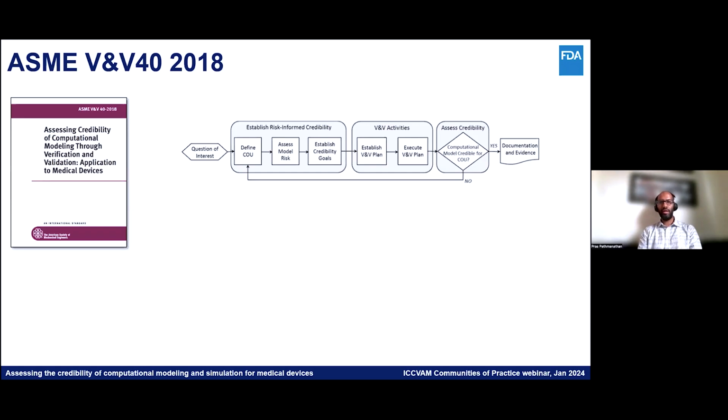We built upon the standard that I mentioned earlier, this ICCVAM 40 standard that was called Assessing Credibility of Computational Modeling through Verification and Validation: Application to Medical Devices. That provided a risk-informed credibility assessment framework for evaluating computational modeling for medical devices. It was a big milestone for our community at the time. It was the first such standard for medical devices. There's been a lot of interest and use of this, and it provides, as I mentioned, a risk-informed approach.